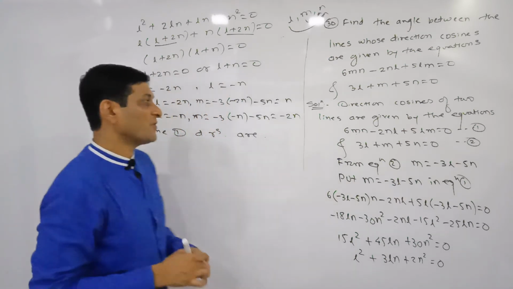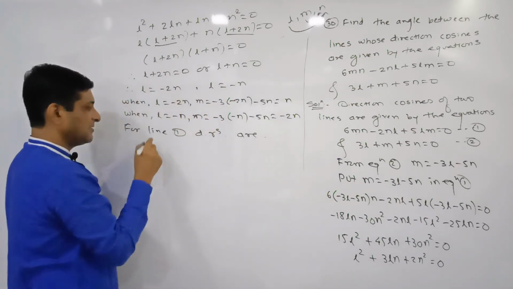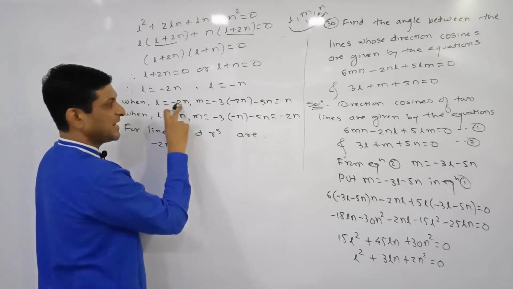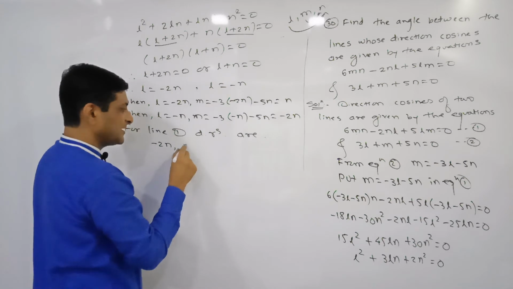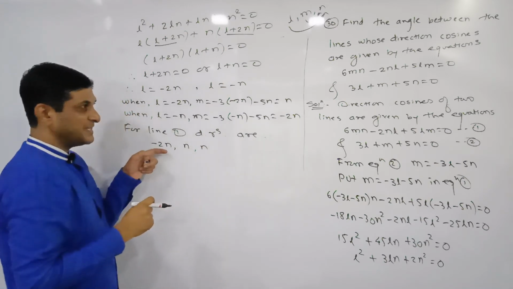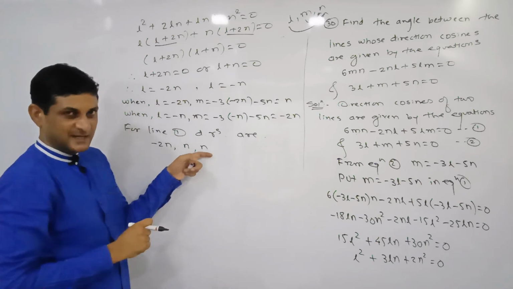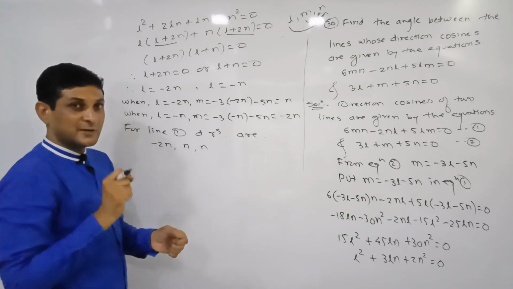So here for the first line, what is the value of L? Minus 2n. What is the value of m? When L is minus 2n, m is n. And the value of n is n. This is the value of L, this is the value of m, and this is the value of n. So all the values we have got in terms of n.